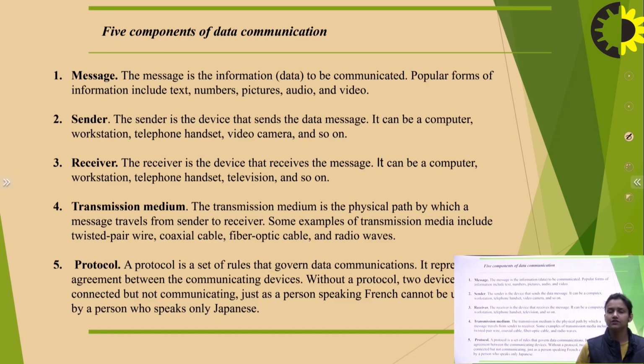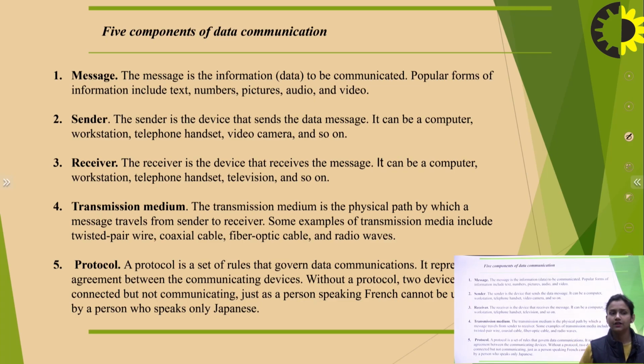First is the message. The message is the information to be communicated, the data that should be transferred. Data can be in any form, like text, numbers, pictures, audio, video, PDF, documents, anything. So this is the message. Now the sender is the device that sends the data message. It can be anything, like a telephone, headset, video camera, or computer. Like if we are sending a message on a messaging app, the messaging app is the sender. Or we send a message through a video call. So this is a sender example.